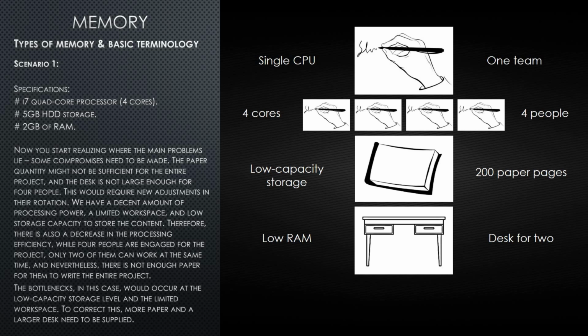While 4 people are engaged in the same project, only 2 of them can work at the same time, and nevertheless, there is not enough paper for them to write the entire book. The bottlenecks in this case would occur at the low capacity storage level and the limited workspace. To correct this, more paper and a larger desk need to be supplied.